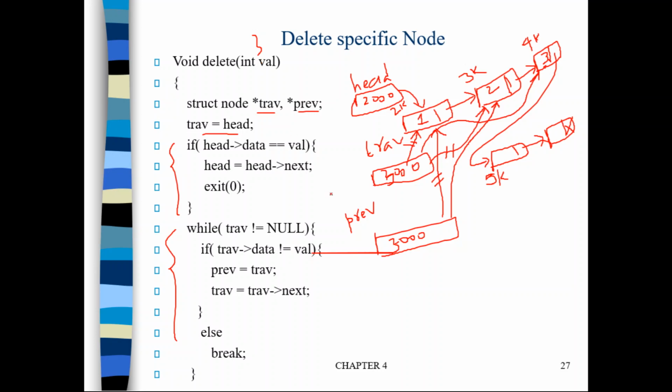Then what we do? Previous equal to traverse. Now where is previous pointing? Previous is pointing to the second node. No, sorry. If traverse arrow data not equal to val, is it not equal? No, it's equal. As it is equal, the if part will not execute. The else part will execute and it will break the while loop.